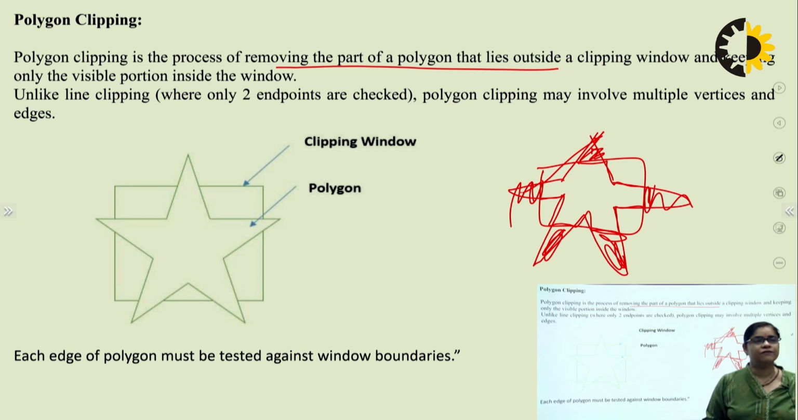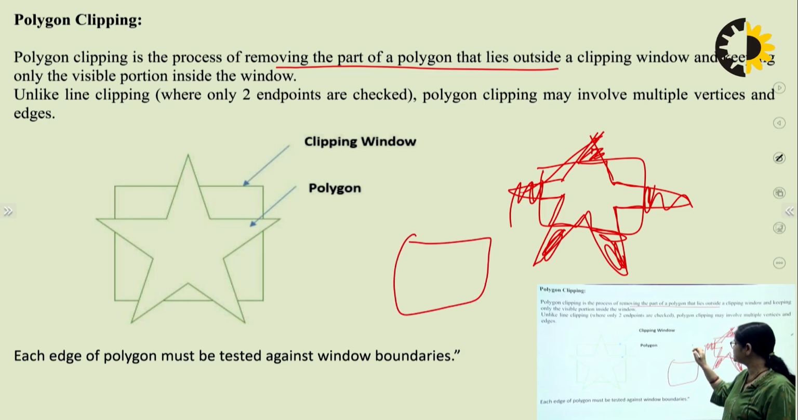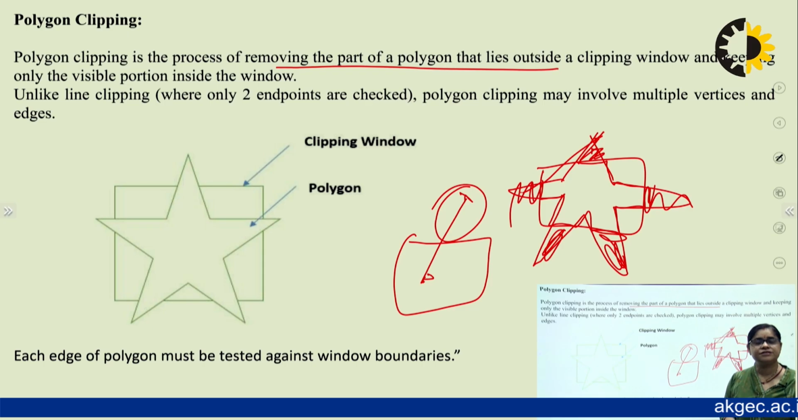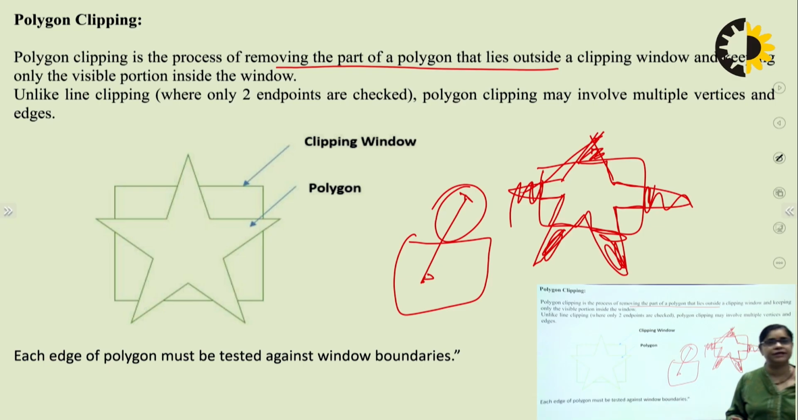In line clipping, what will we do? We only check, for example, that we are clipping only this line. The line which is outside the rectangle, we are discarding, and we are taking the line which is inside the rectangle, that is, inside the window. When we are removing the parts of the polygon which lie outside the window, we say that it is polygon clipping.